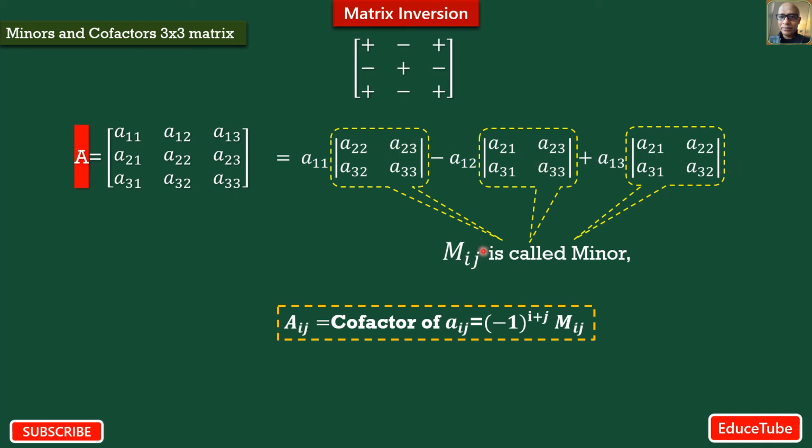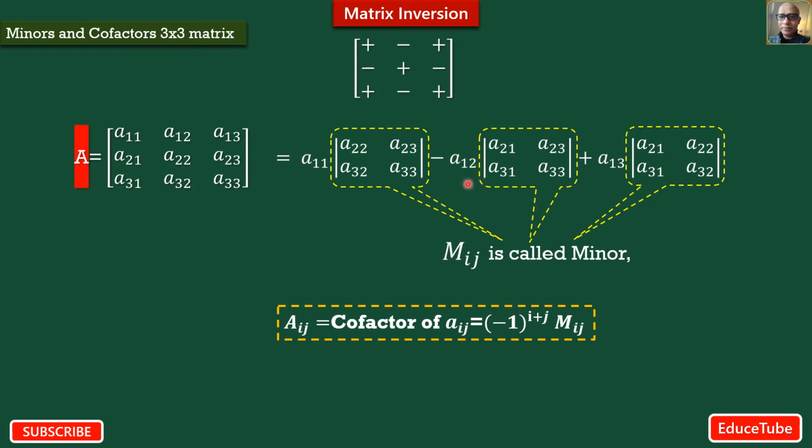Now this minor, here I am showing, is multiplied by minus 1 to the power i+j. What is ij? It is the position. For example, A11 is the position here. If I put 1 plus 1, it will be 2, so it is an even number, so it will be positive. That is why it is positive here.